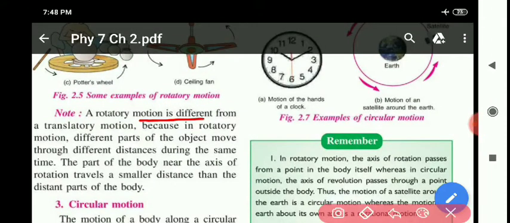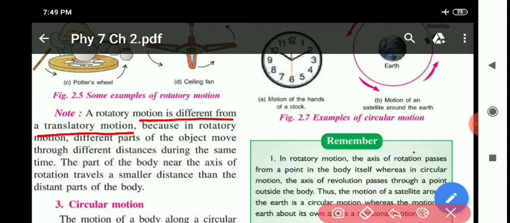A rotatory motion is different from a translatory motion because in rotatory motion, different parts of the object move through different distances during the same time. The part of the body near the axis of rotation travels a smaller distance than the distant part of the body. How is rotatory motion different from translatory motion? In rotatory motion, an object has different parts and they travel different distances during the same time. But in translatory motion, equal distance is traveled in equal time. So that is the difference.